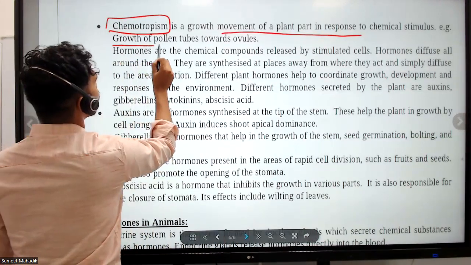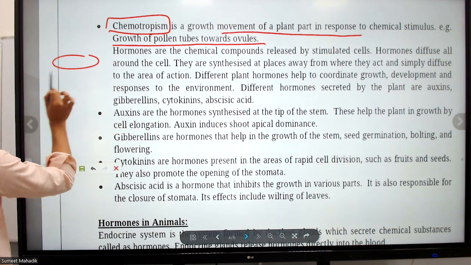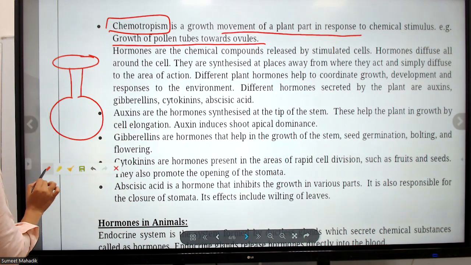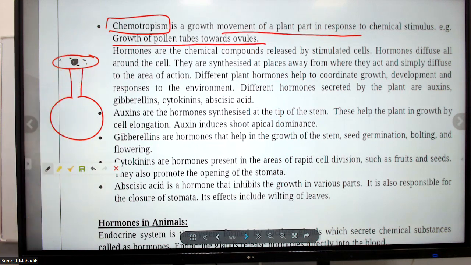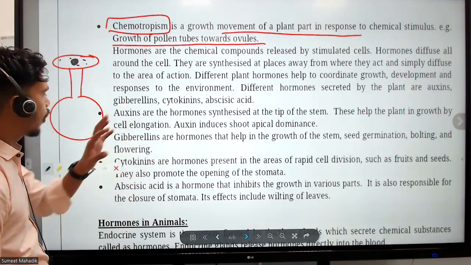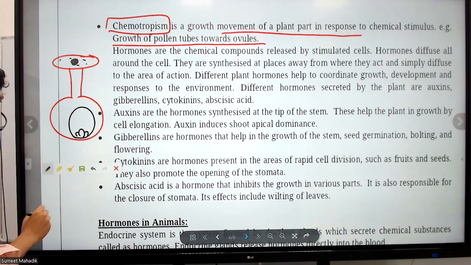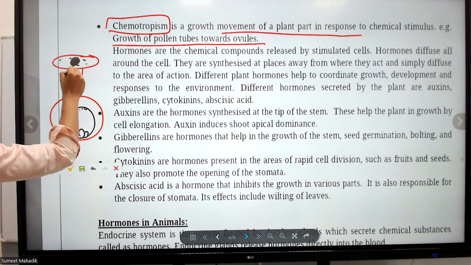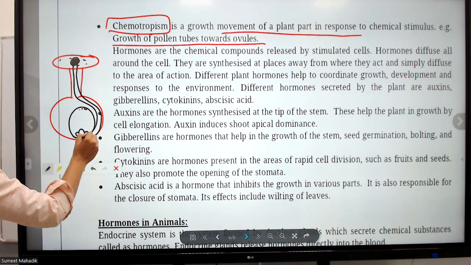Example, growth of a pollen tube towards the ovule. That means what? You have a stigma. Okay. You have this style. You have the ovary. Suppose this is the pollen grain. Transfer of pollen grains is pollination. Now, in this there is the egg cell, there are synergids, right? And there are the antipodal cells. So the pollen grain is going to form a pollen tube, which is going to go towards the egg cell.